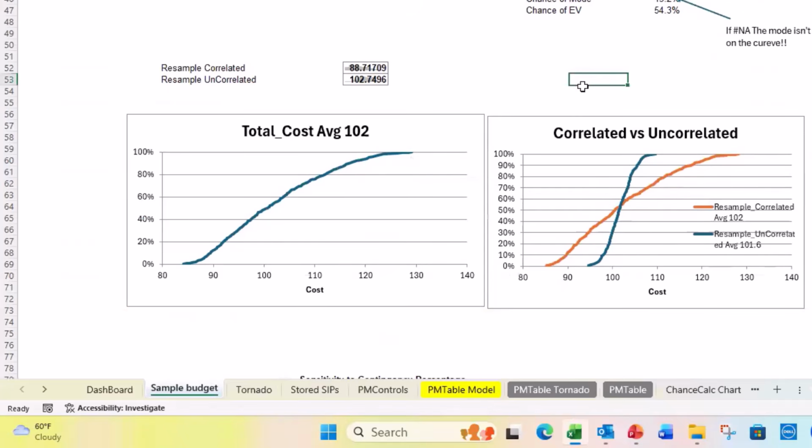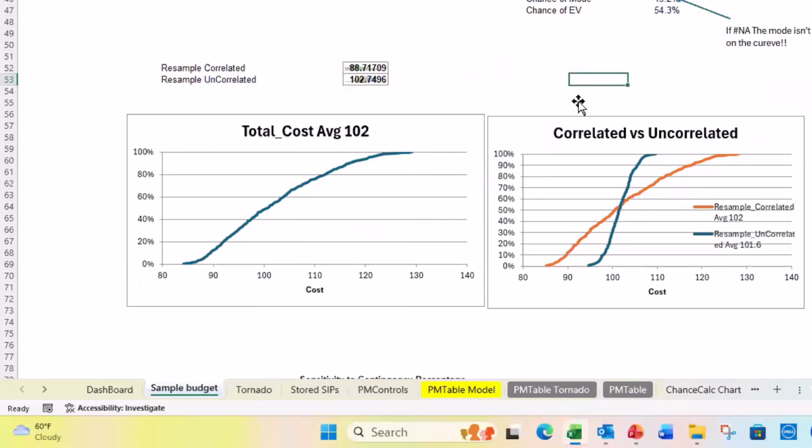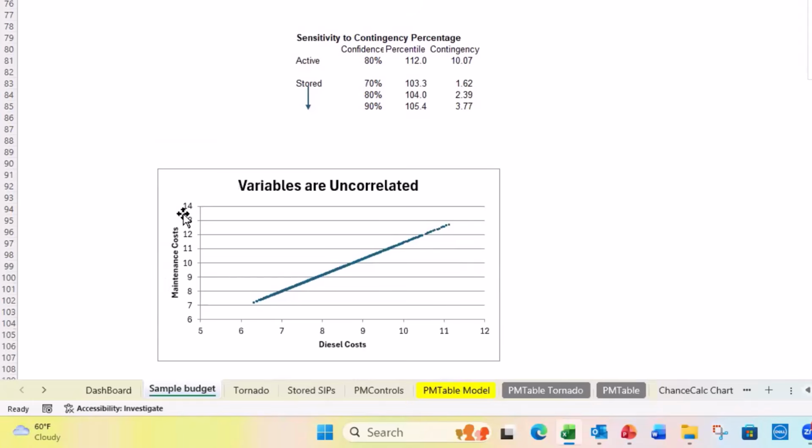Now, the problem with this is that these variables are all correlated. And I can show that by comparing the maintenance cost to the diesel cost. We wouldn't expect those to be correlated at all. Diesel cost is whatever the diesel costs, and maintenance cost is fixing all your equipment. But you can see they're totally correlated. When the diesel cost is low, so is the maintenance cost. When diesel cost is high, the maintenance cost is high. That's not right. They should be independent.